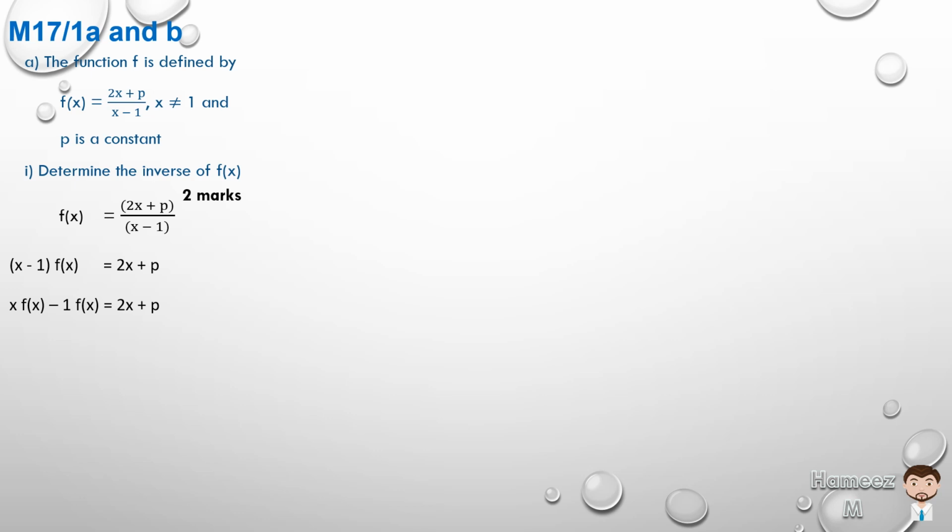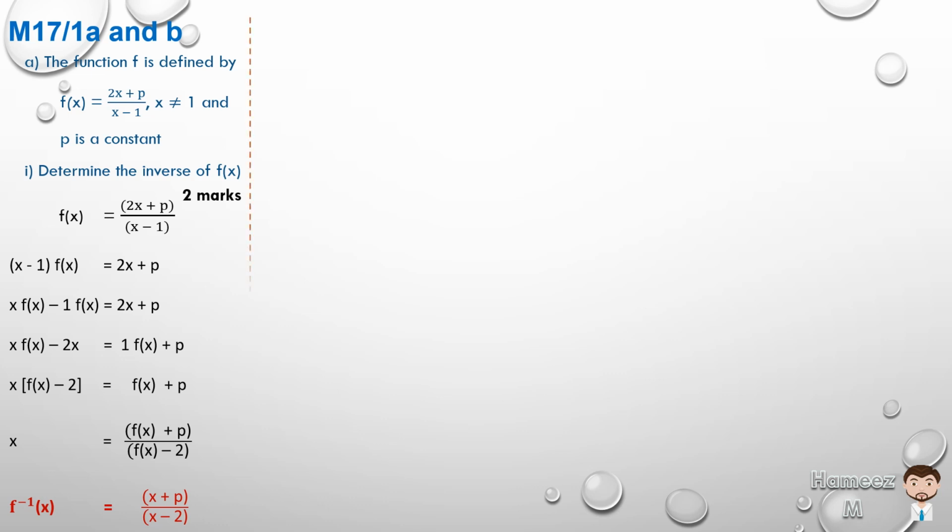And we can move all the x's on the left hand side, so we're going to get x f of x minus 2x is equal to 1 f of x plus p. We can now factorize out the x, so that gives us x by (f of x minus 2) is equal to f of x plus p. Remember, 1 f of x is the same as f of x. So x is equal to (f of x plus p) all over (f of x minus 2). And we can replace the x by f inverse, and on the right hand side, replace f of x by x. So that gives us f inverse x is equal to (x plus p) all over (x minus 2). So this is the inverse of the function.